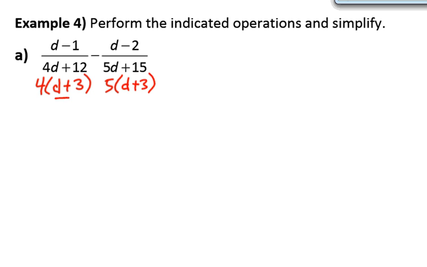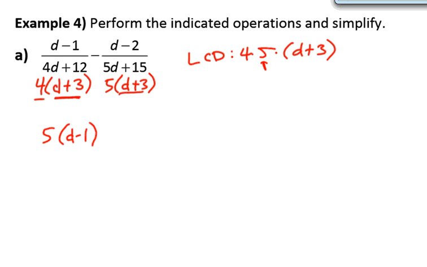So now what you're looking for is if I have anything in common. They both have d plus 3 in common, so that way I don't have to mess with the d plus 3. But notice that the first one is missing a 5, and the second one is missing the 4. So the LCD are all the factors. So 4 times 5, and then the d plus 3, which they have in common. All right, so the first one, I have the 4, I have the d plus 3, but I'm missing the 5. Okay, so I'm going to multiply 5 by that first fraction numerator of d minus 1.